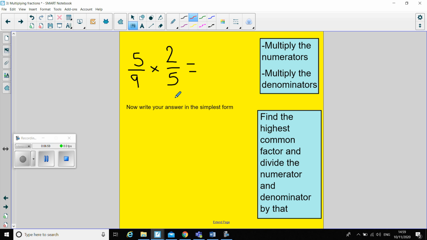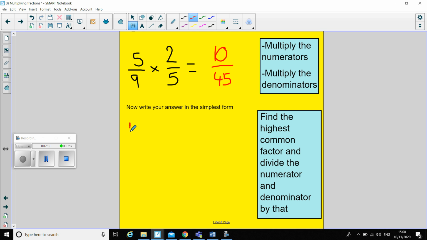Okay, so again, I'm multiplying the fractions. So start by multiplying the numerators. 5 times 2 gives me 10 on the top. 9 times 5 gives me 45 on the bottom. So the answer to that question is 10/45.